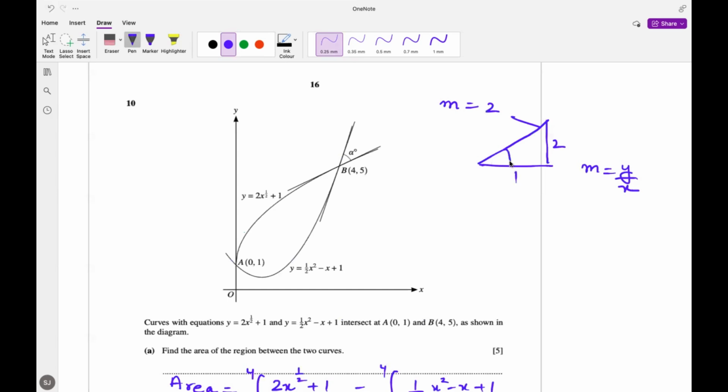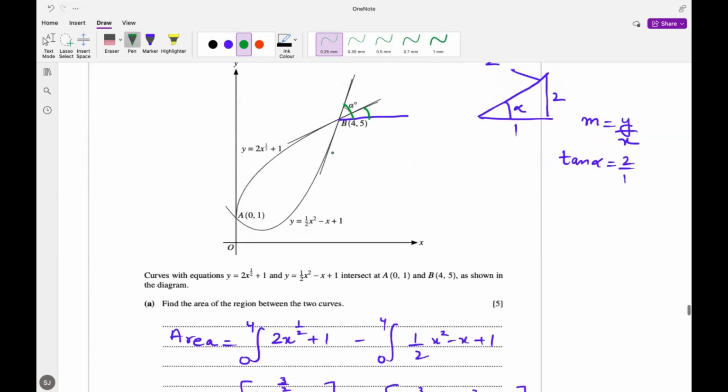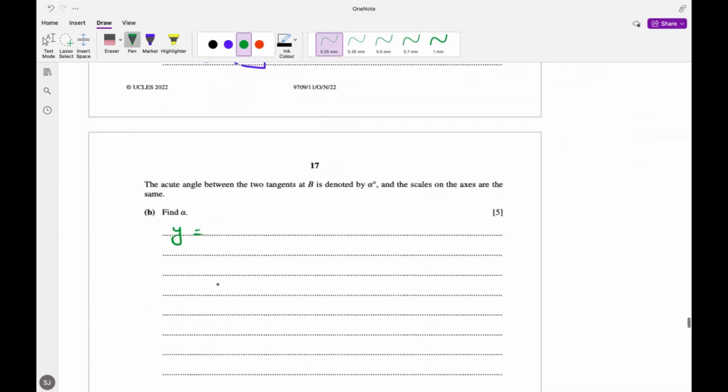Now, to find the angle it makes with the horizontal line, let's say this angle is alpha, so we can use tan alpha equals opposite over adjacent. So we'll use 2 upon 1, and tan inverse of 2 upon 1 to find the value of alpha. Now, as we have two tangents up here, if we make a horizontal line, first we'll find the angle made by this tangent and then the angle made by this tangent, and then subtract the two angles to find the angle in between. So the two equations that we had for the curves were, this was y equals half x squared minus x plus 1.